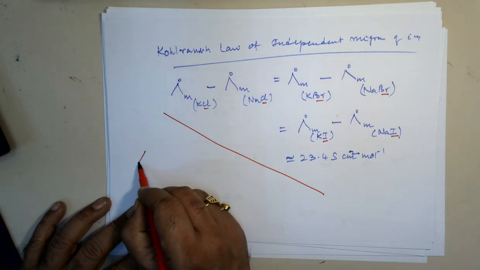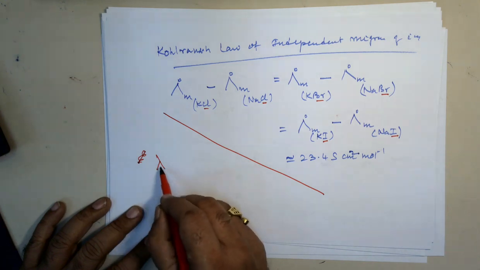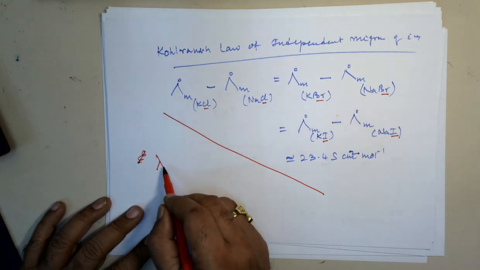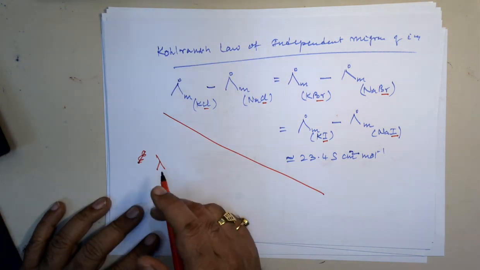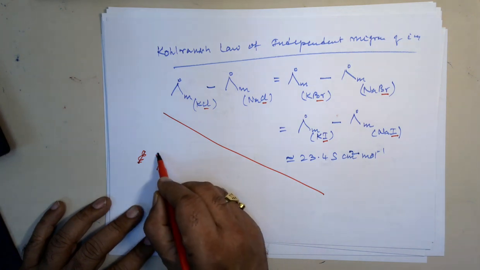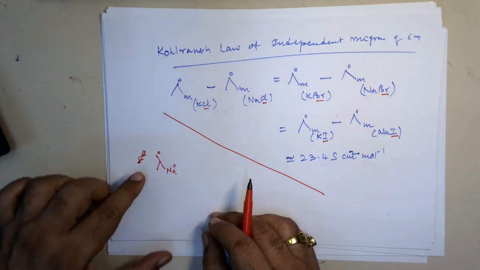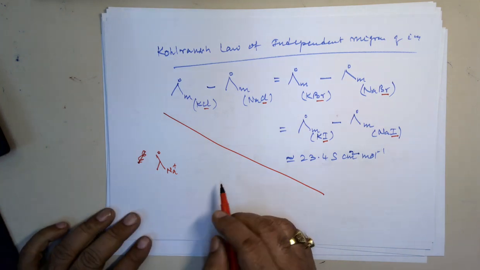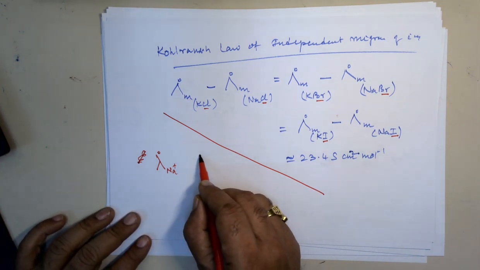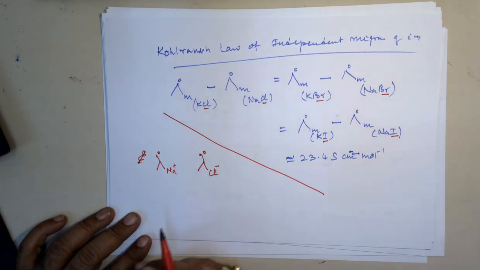For example, this is called ionic conductance. When I put small lambda, this is ionic conductance and this is the electrolyte conductance. When I put lambda at infinite dilution of Na plus, what is this? Ionic conductance of sodium cation. Okay. And ionic conductance of chloride anions. Got it?